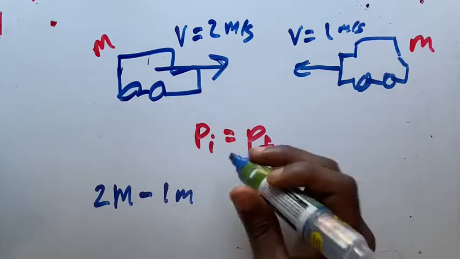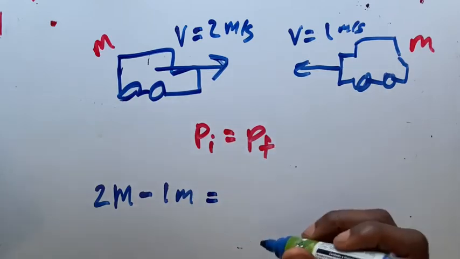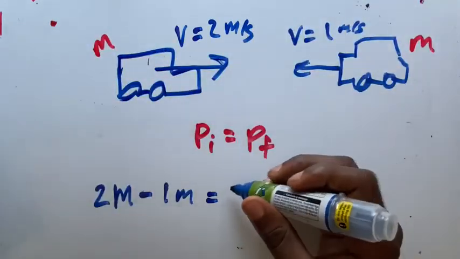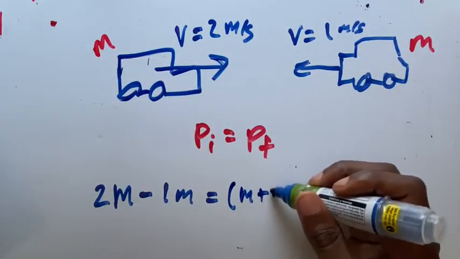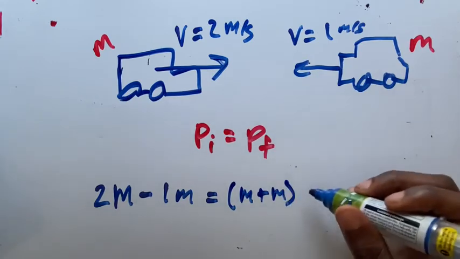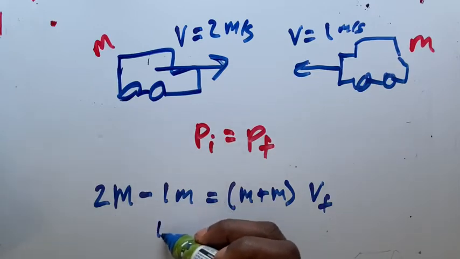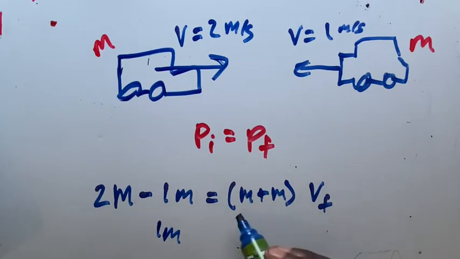And so then that's going to be equal to the final momentum. So the final momentum is going to be the mass of both of them together. So it's going to be mass plus the other mass. And that's going to give you the final velocity that we're trying to find. Right? So now I could just do the work here. Well, that's just going to give me 1m because those are subtracted. So 1m. This is going to give me 2m, v final.